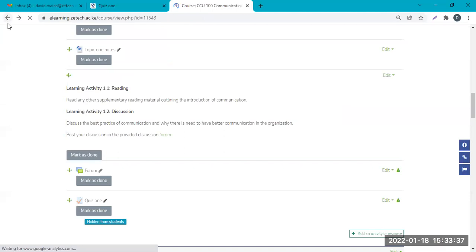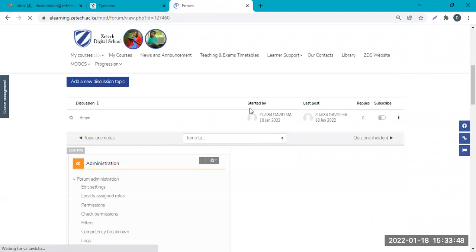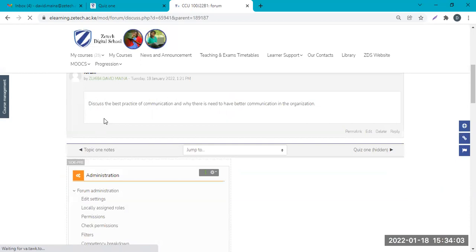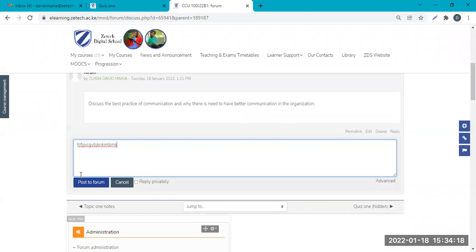Kwa discussion forum, already nishafungua na ita expire saa 11, you go to forum, you click on the forum. Once you click on the forum, there is started by David Maina, last post. So you click where you see hyperlink, 18th January 2022. Ukisha click hapo, inakupeleka kwa wapi? Inakupeleka kwa swali. Discuss the best practice of communication and why there is need to have better communication in the organization. Then you click on reply. After you click on reply, you can write your answers there, and then you post. As simple as that.